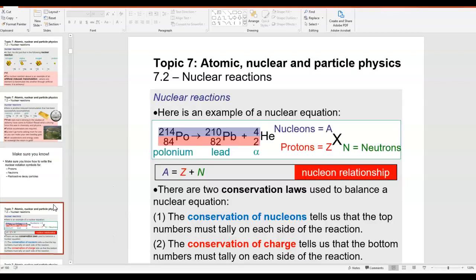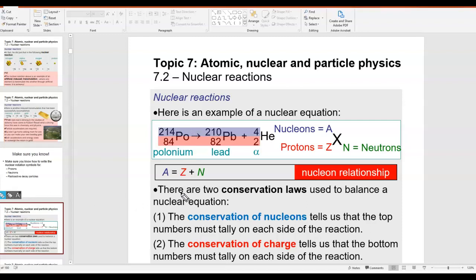Okay. Now, this is another type of nuclear reaction equation, and we've seen this before. This is all just review. I just wanted to remind you, this is actually a nuclear reaction equation showing the alpha decay of polonium-214 as it turns into lead-210.